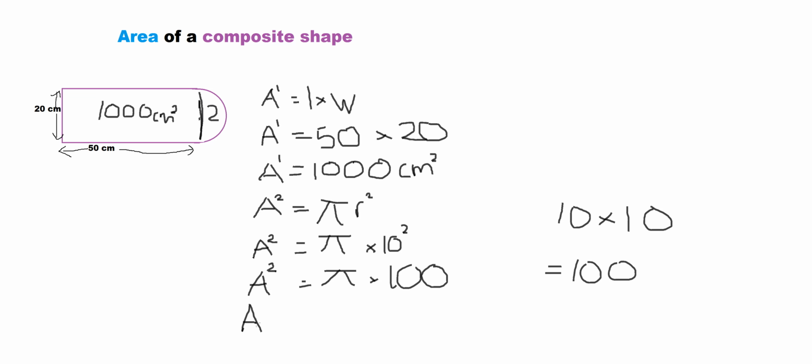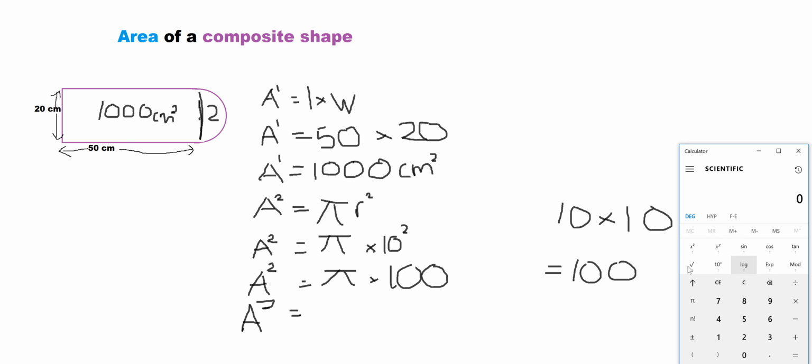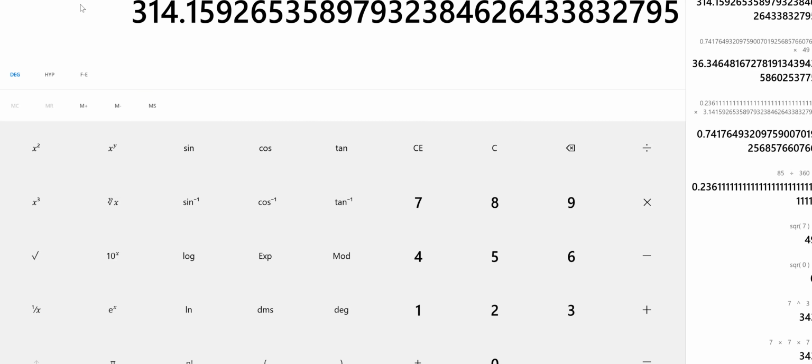Now we're going to be using our calculator because we need to. We need to times this by pi. So pi times 100 equals 314.159. Now, 314.159. So I'm saying to 2 decimal places.